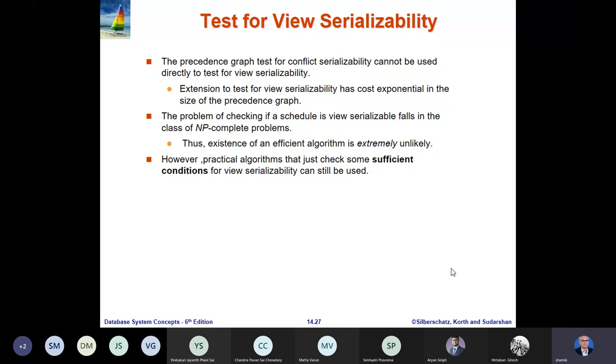But there are certain practical algorithms that just check certain sufficient conditions. So if those conditions are there, then in polynomial time we can figure out that the schedule will be serializable. But if the conditions are not there, it still might be view serializable, but that cannot be detected by efficient algorithms because the problem is NP-complete. We are not going into what types of conditions are to be checked, but those are sufficient conditions. If they exist, then definitely the schedule is view serializable.